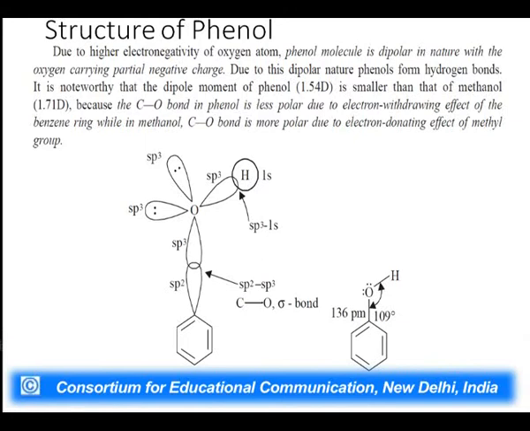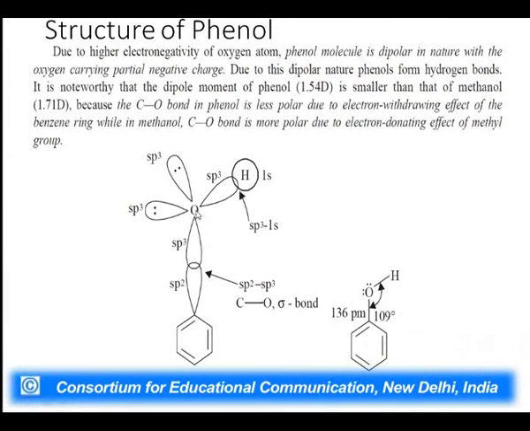Now, if we look into the structure of phenol, then we know that in benzene, all the ring atoms are sp2 hybridized. And what we find here is that the bond is between carbon and the oxygen atom. And now if I look into the orbital structure of this molecule, what we find is that the sp2 hybridized orbital of carbon overlaps with the sp3 hybridized orbital of oxygen to form a sigma bond here. Then two lone pairs of electrons are present in the sp3 hybridized orbitals of oxygen, and one sp3 hybridized orbital of oxygen is involved in bond formation with hydrogen.